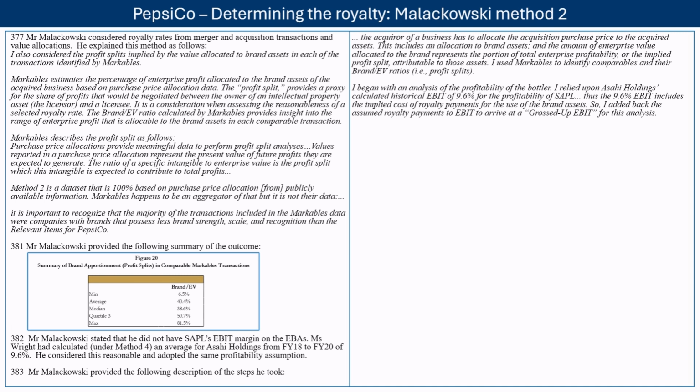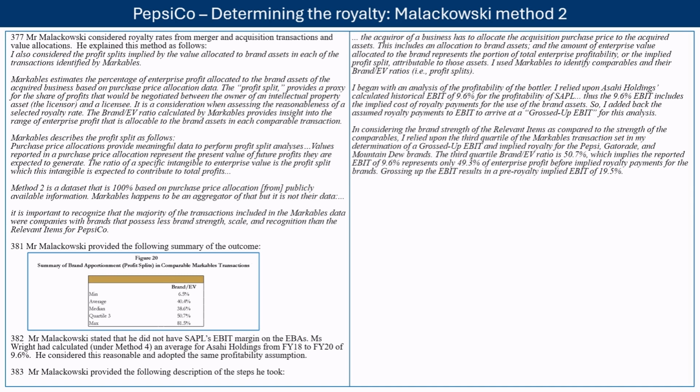So what he says here is we know what the size EBIT is. That was 9.6%, but that EBIT already includes payments for royalties or deemed payments for royalties. So we need to gross those up so we can get this pre-royalty payment EBIT, and then we can go and calculate a realistic royalty rate once we've taken out the one that was in there in Asahi's numbers already. And considering the brand strength of the relevant items as compared to the strength of the comparables, this is Mr.